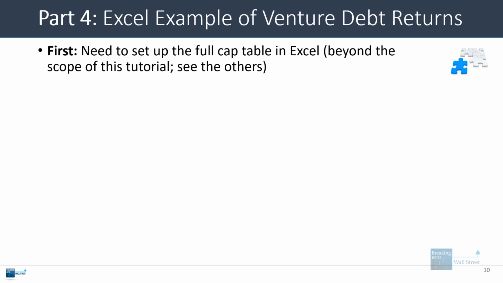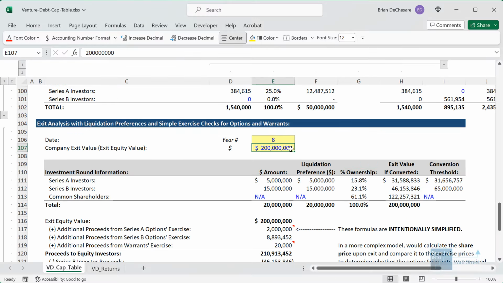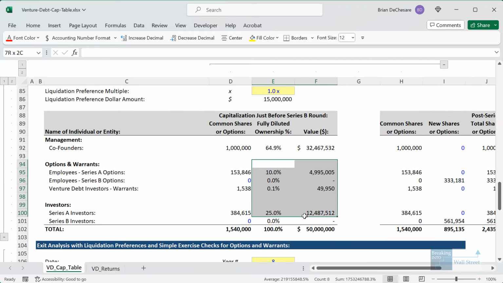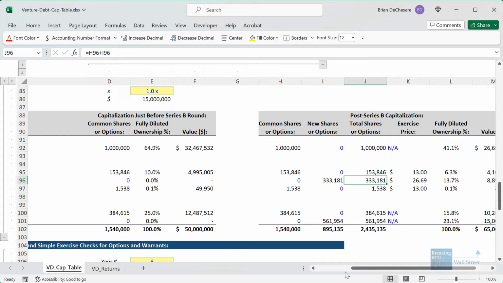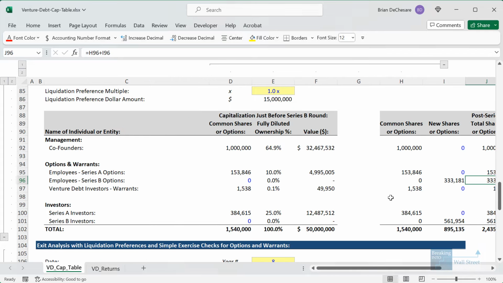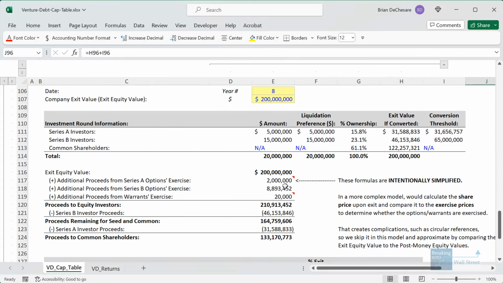So the first thing here is that you need to set up the full cap table, and we went over this in previous tutorials. We're not going to go through the whole thing again here. We just don't really have time. But the bottom line is that you need to get to each entity's ownership upon exit, and you need to track what happens through these different funding rounds as the options are issued, as the options pools are upsized, and so on and so forth. When the exit takes place, you need to know whether each set of option holders and warrant holders actually exercise their options or warrants.